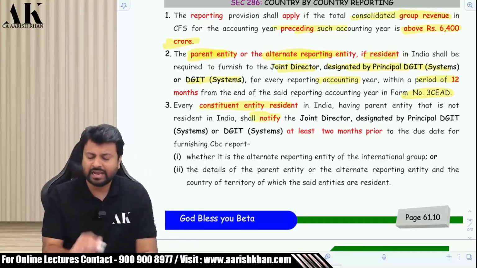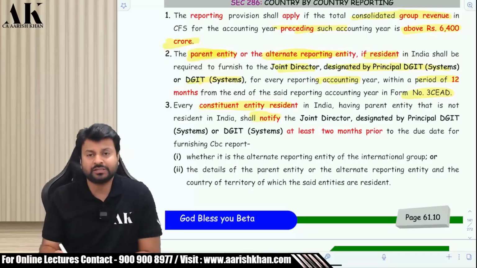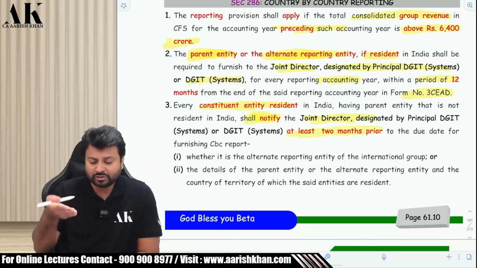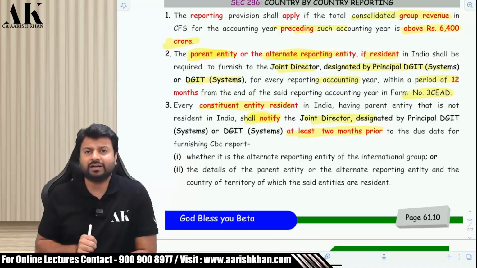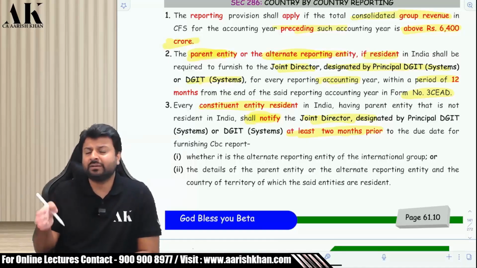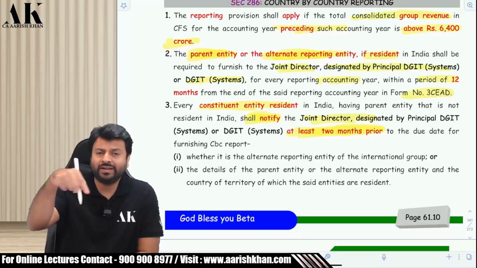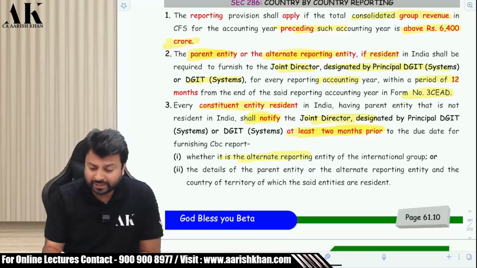Suppose, I'll give you an example. Sony India is a constituent entity. Now Sony India has a responsibility to notify the joint director, etc., at least 2 months prior to the due date of furnishing CBCR. The due date of furnishing of CBCR is 31st March 2024. So 2 months prior to that will come to 31st Jan 2024. So Sony India will intimate the joint director of income tax at least 2 months prior, and it will tell the income tax department whether Sony India is an alternate reporting entity.